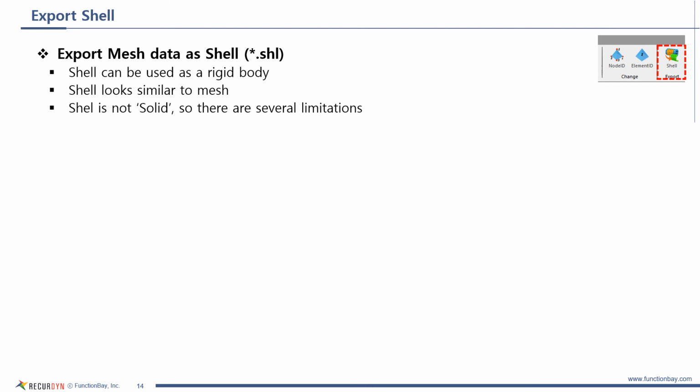Export shell exports mesh data as shell data. In fact, you might not use this function that often. The exported shell can be used as a rigid body, and it can be replaced with the mesh data. The shell looks like a mesh, but it is a rigid body. Shell is not a solid, but literally a shell, so there are many limitations. For example, the mass must be input manually.